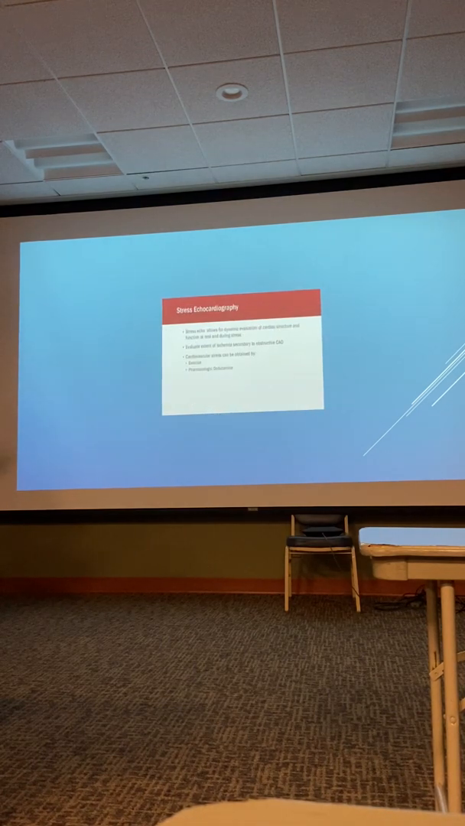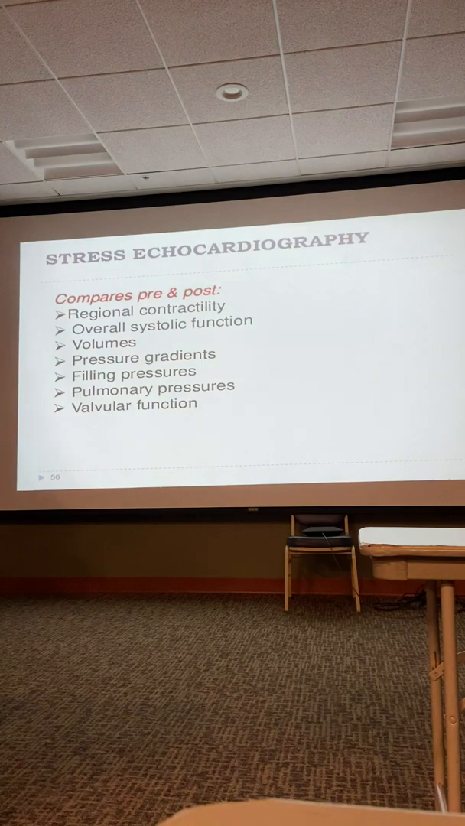So stress echo is a dynamic evaluation of cardiac structure and function. It's not like nuclear testing, which is perfusion. Nuclear testing is all blood flow. We're looking at the function of the heart muscle, and is the wall of the muscle thickening and moving more vigorously under stress than it did at rest. And that's all stress and rest, in stress echo and nuclear testing. And we're comparing regional contractility and overall left ventricular function.